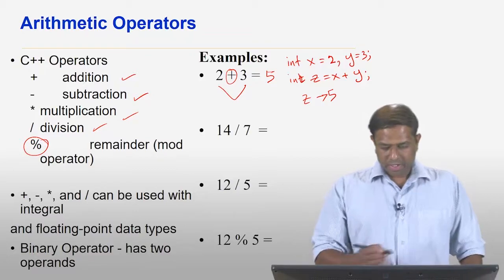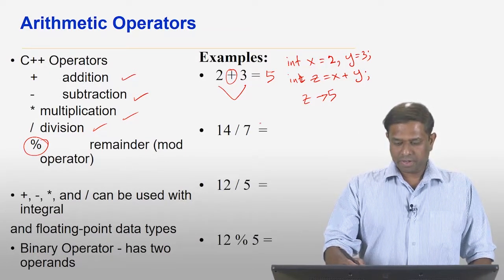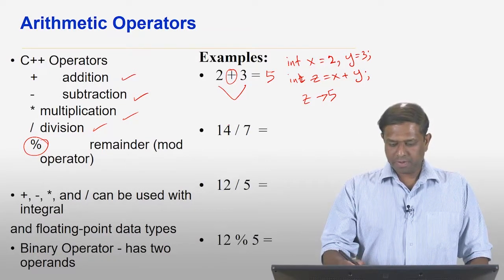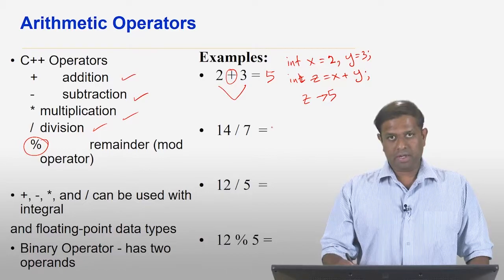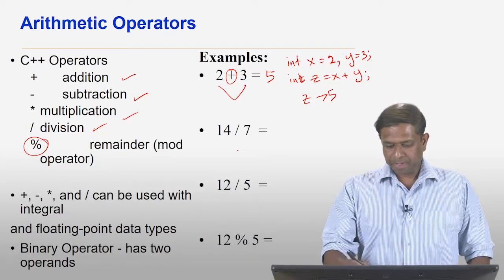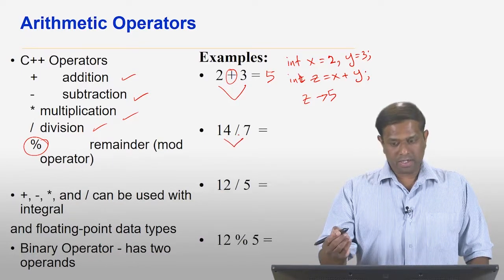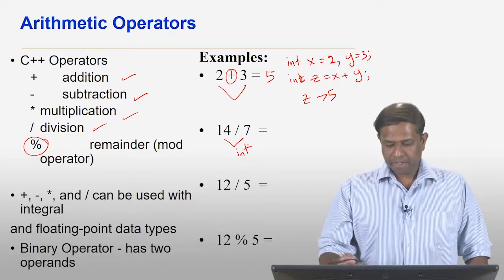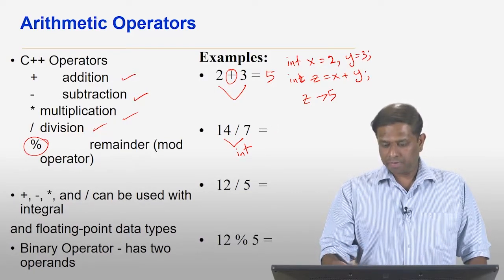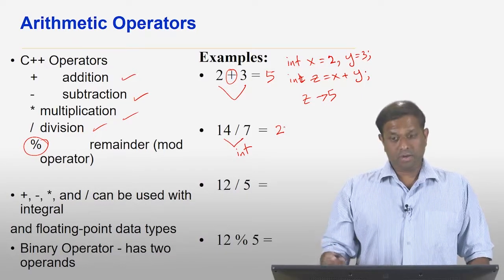The next is division. When you are doing the division operation, we divide the first number by the second one and put the integer result. Both of these numbers are called operands. Since both operands are integers, the resulting value will be an integer value. For example, when you divide 14 by 7, we can evenly divide 14 by 7, so this is going to be 2.